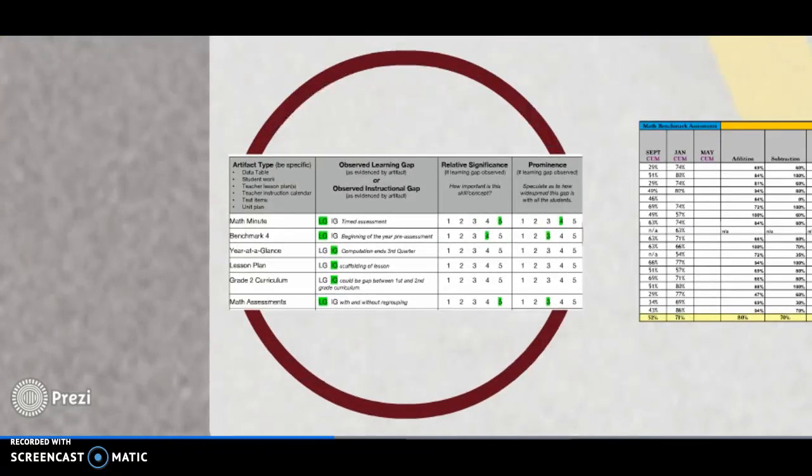This is my artifact tracking sheet that shows all the data I was given and how I categorized and ranked each item.